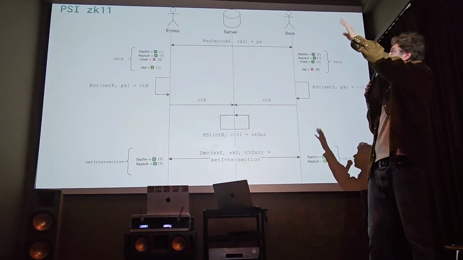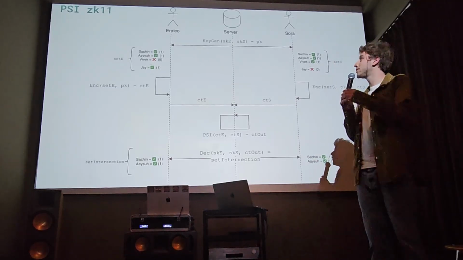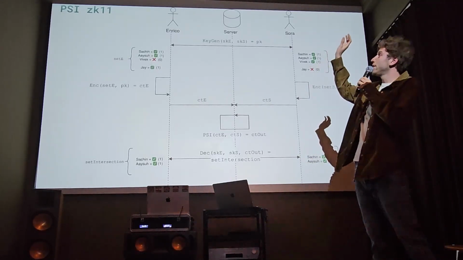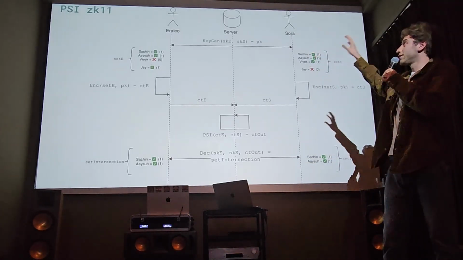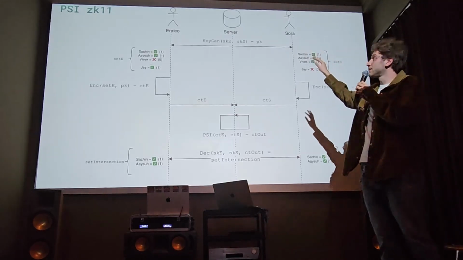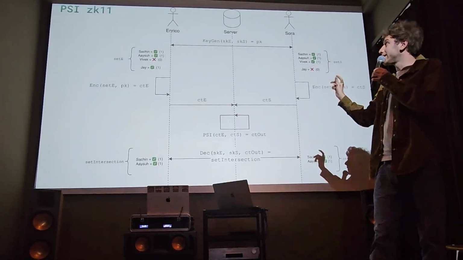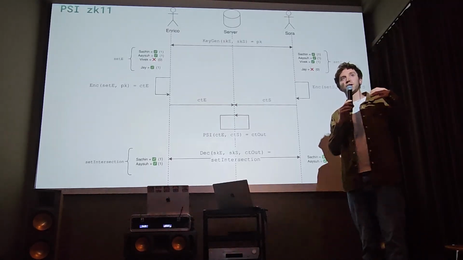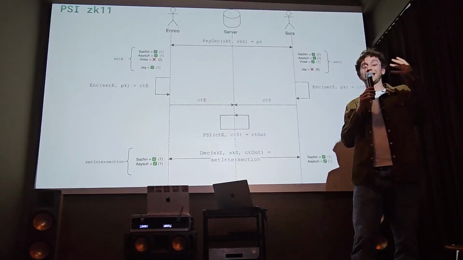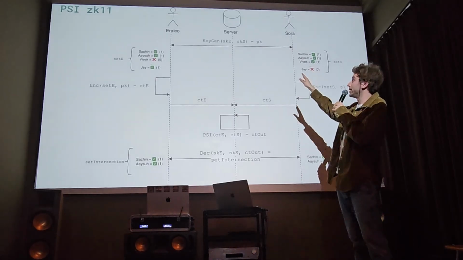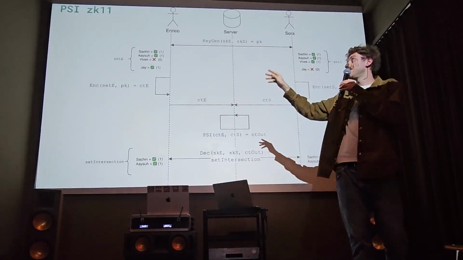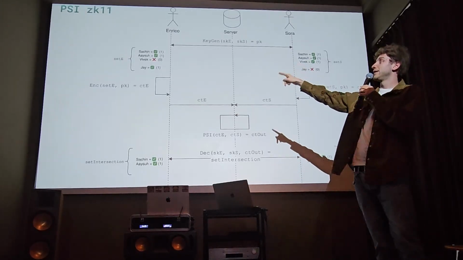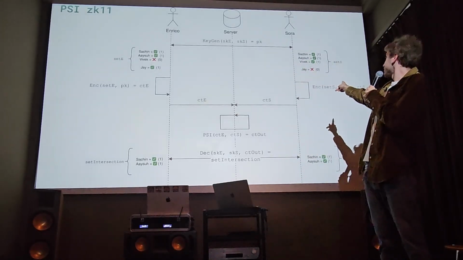It's like a sort of UML diagram about the user flow of the PSI application. So here we have two users, Enrico and Sora, and the first part is a multi-party key generation. So me and Sora put together our own secret keys, and we generate a public key. The next step is to encrypt our own set using this public key to generate ciphertext E and ciphertext S.